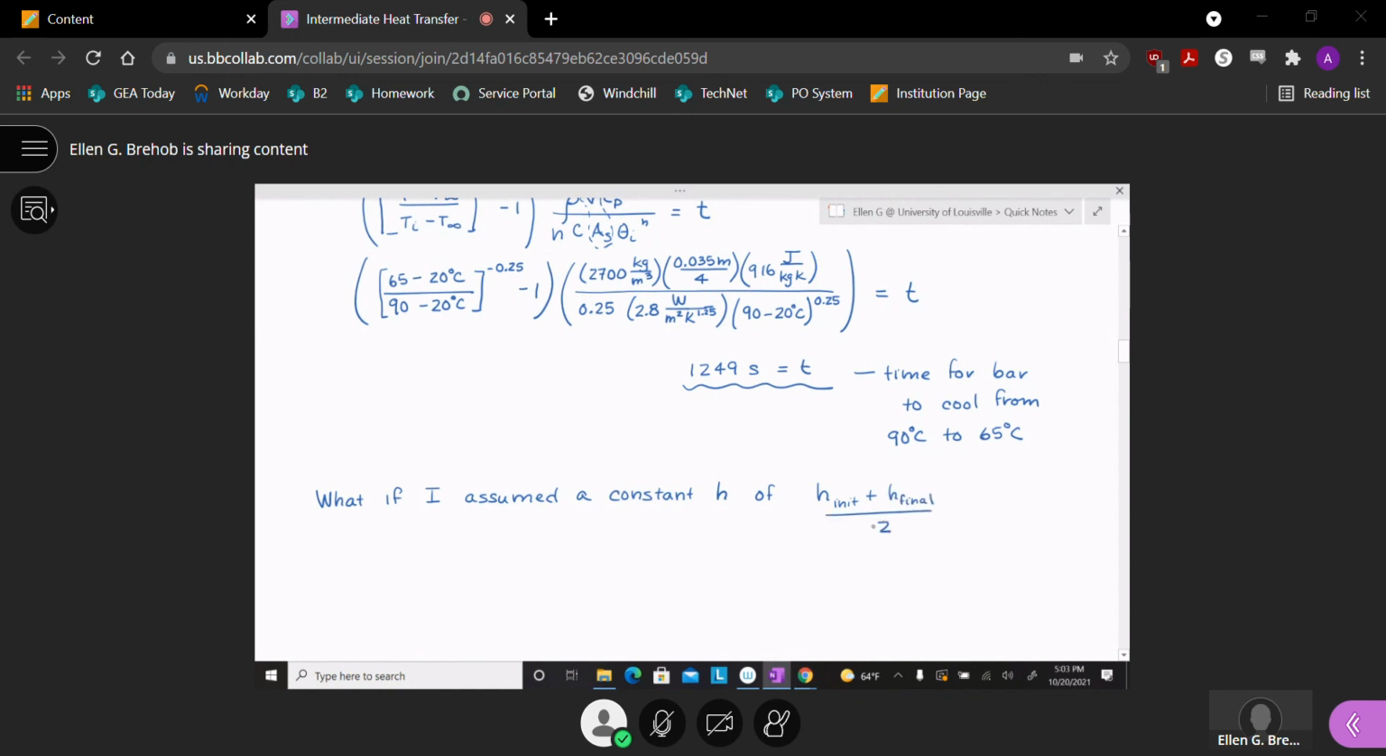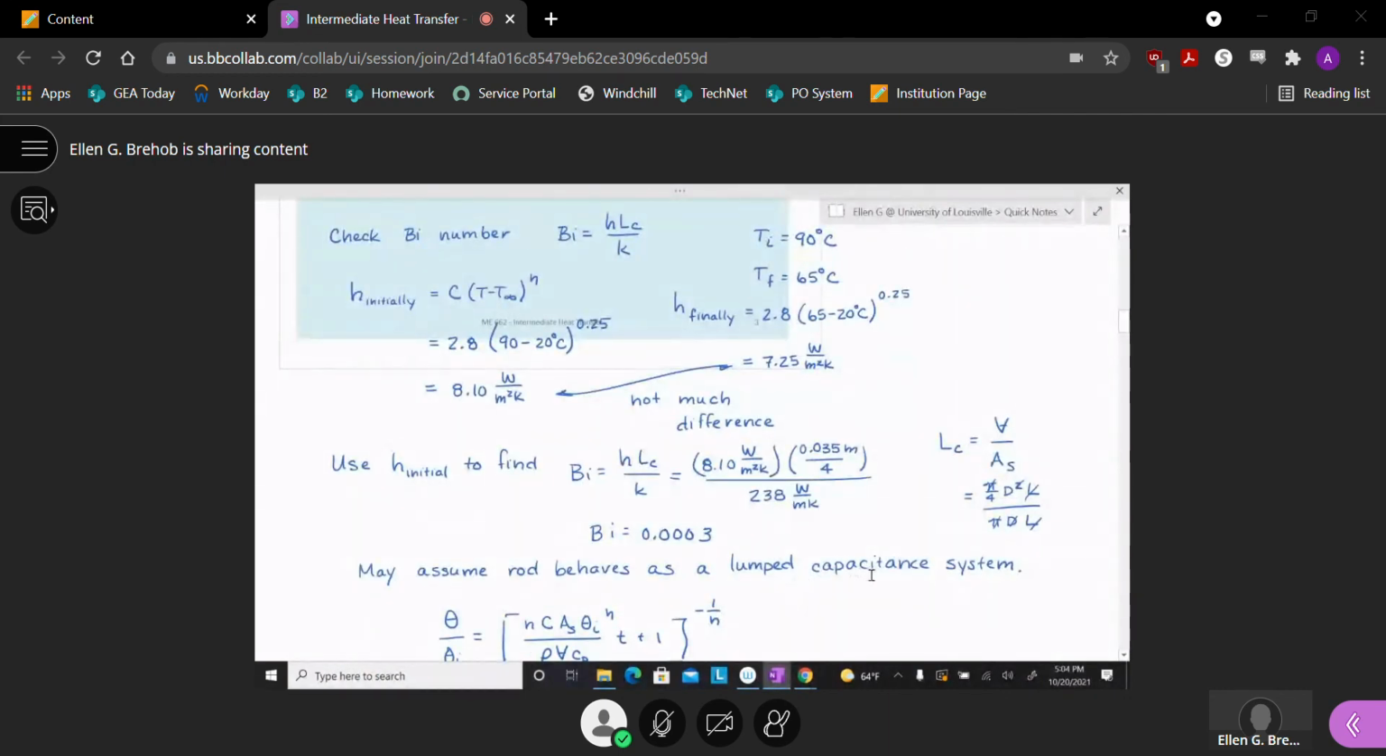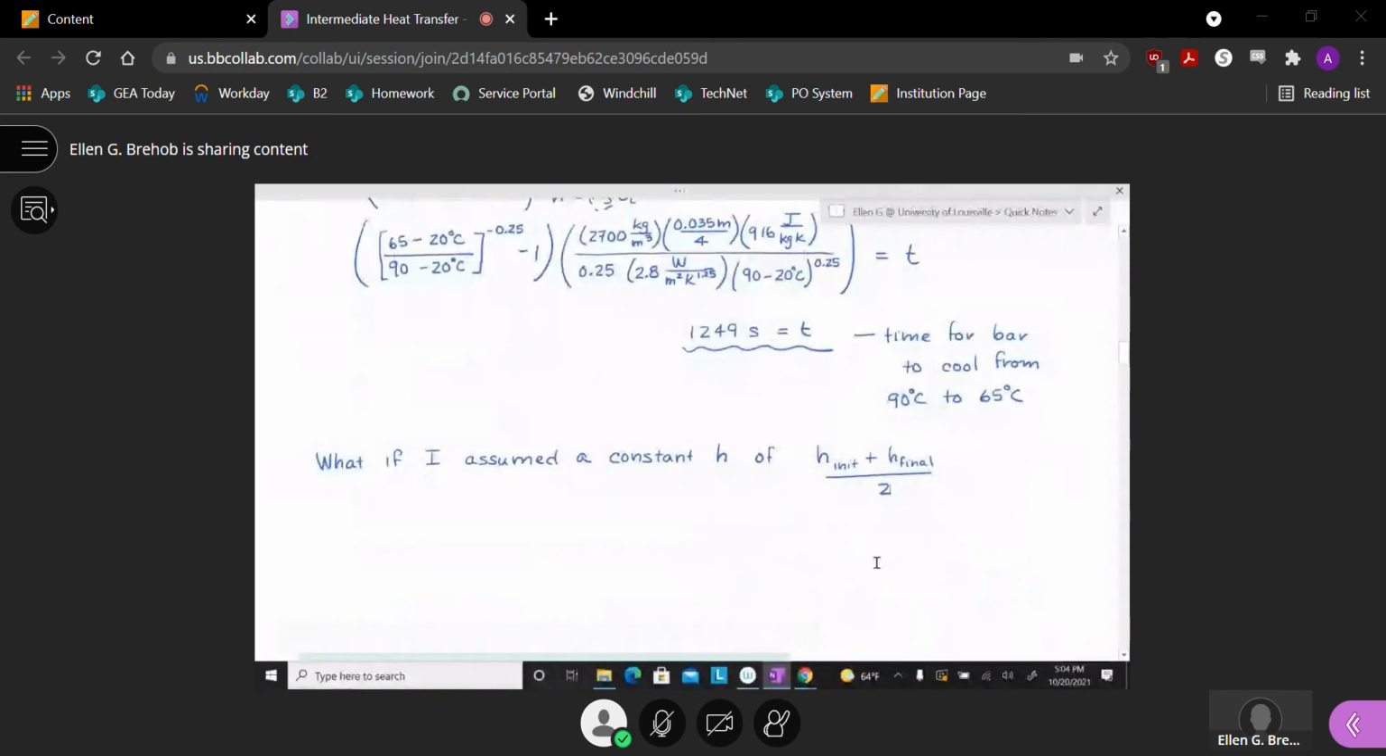Okay, so we calculated those two h values up above, and one was 8 and one was 7 point, well, what was it? 8.1 and 7.2. All right. So the average of those two is 7.68. And now let's just assume I do that case 1 of lumped capacitance. I have convection only.